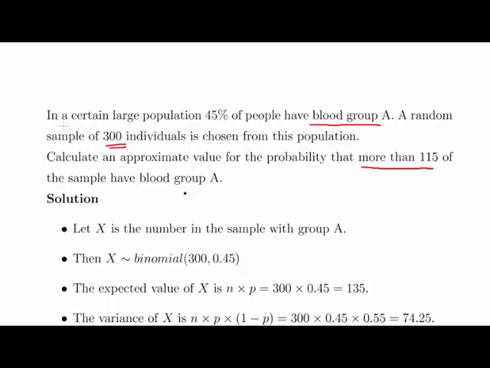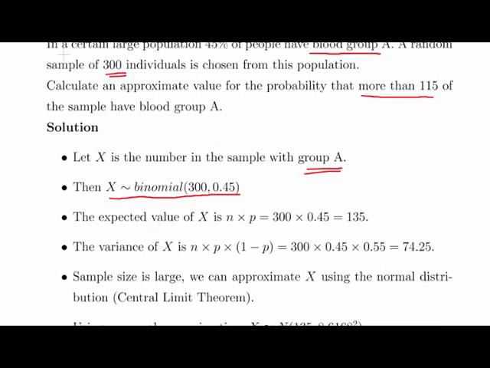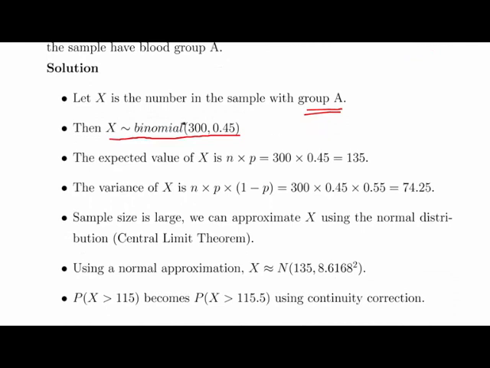In the first instance, this is something we can describe as a binomial distribution problem, where X is the number of people in the sample with blood group A. So we can describe X as a binomial random variable with n equal to 300, which is a very large sample, and p, the probability of success, where success is being in blood group A. The probability of that success is 0.45.